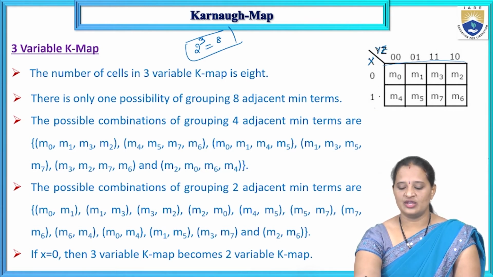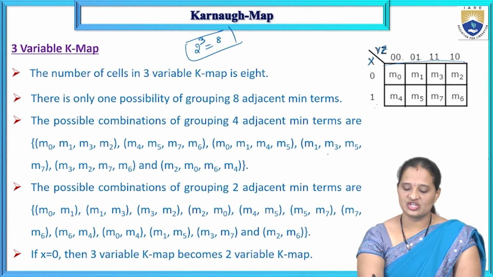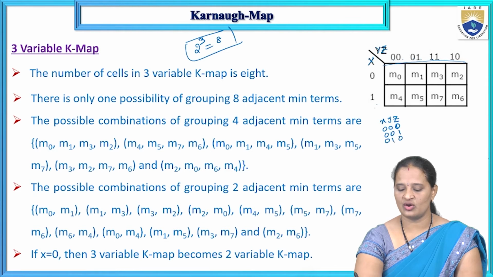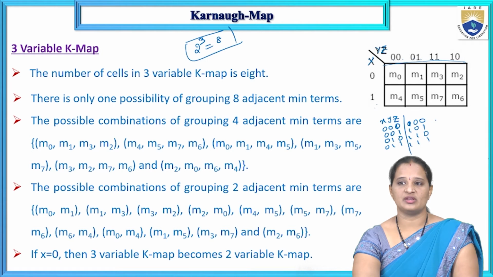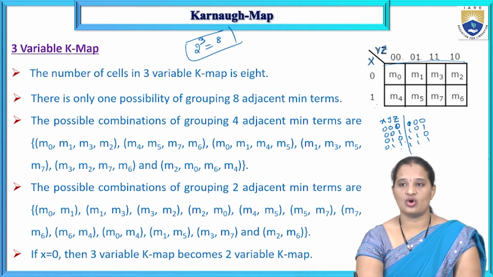And here 0, 1, and 0, 0, 0, 1, 1, 1, 1, 0. Actually, for X, Y, Z, the combinations will vary from 0 0 0, 0 0 1, 0 1 0, 0 1 1, and similarly 1 0 0, 1 0 1, 1 1 0, 1 1 1. So these are the 8 possible combinations. So actually I should take this order: YZ values are 00, 01, 11, 10. But I'm not taking it in this order.